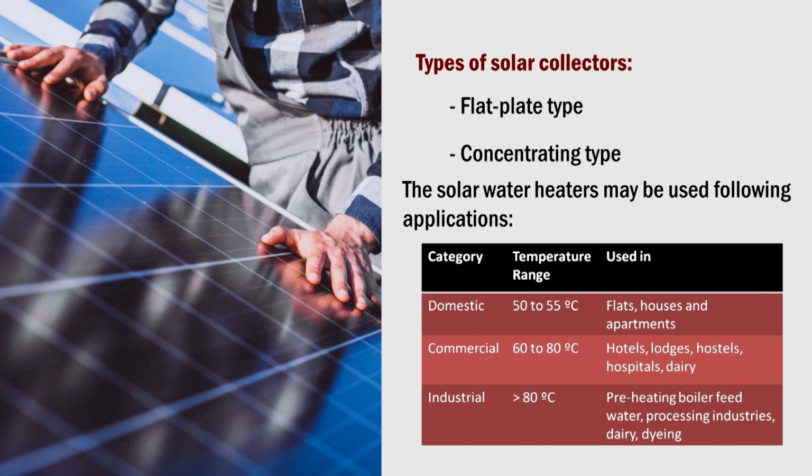Now we talk about the industrial purpose. If you need the temperature of the water to be more than 80 degrees centigrade, then it comes under the category of industrial application, for example preheating boiler feed water, processing industries, dairy and for dyeing purposes also.